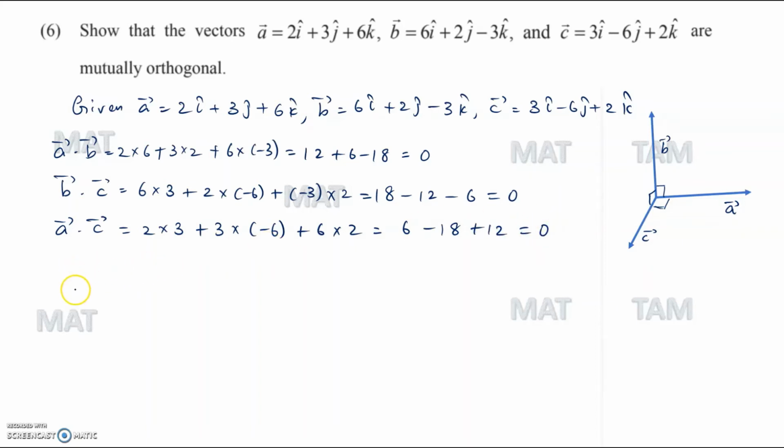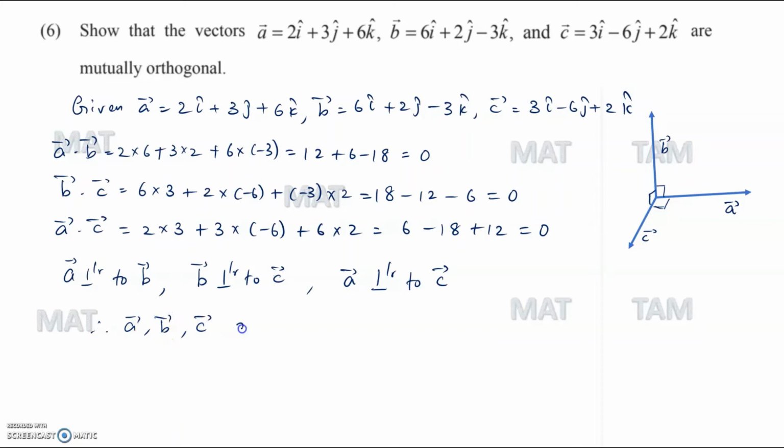Therefore, we can say that A is perpendicular to B, B is perpendicular to C, and vector A is perpendicular to vector C. Therefore, vectors A, B, C are mutually orthogonal.